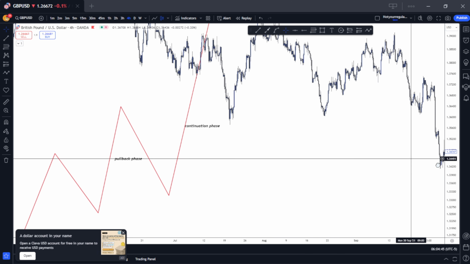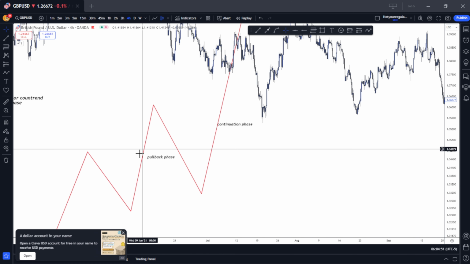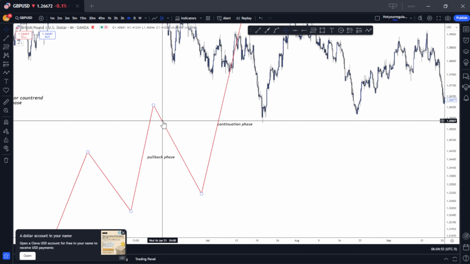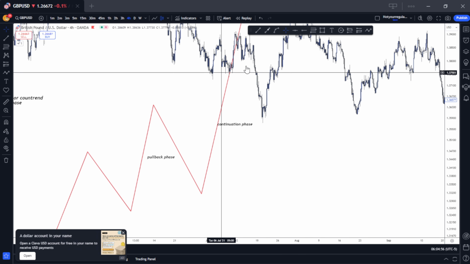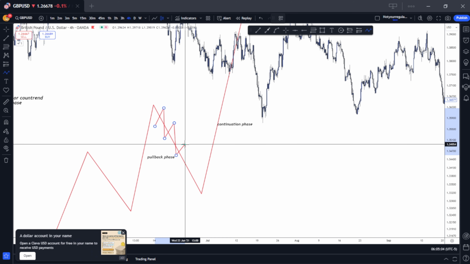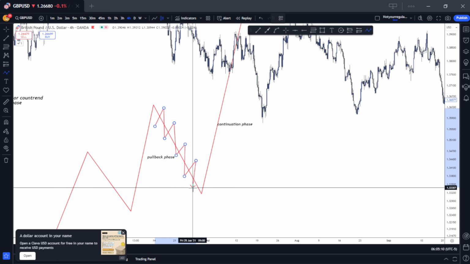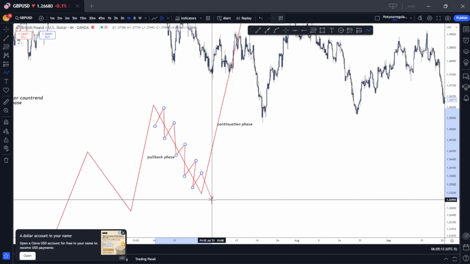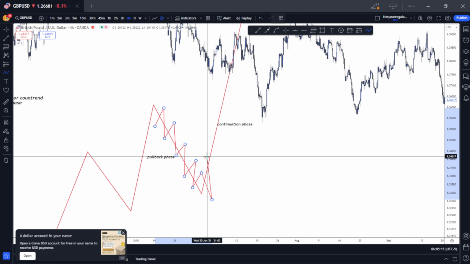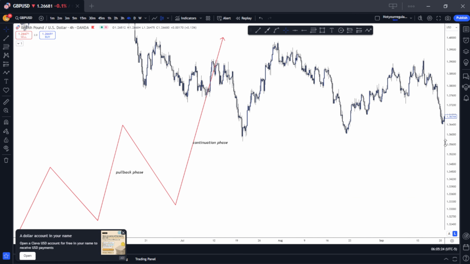Most traders get trapped in the pullback phase. When we're in a bullish market, most traders get trapped because they see the market selling. They fail to understand that those are just internal structures that they are trading, and that they are in the pullback phase. They keep expecting the market to keep selling, meanwhile the market will just reverse and start buying, and they end up losing their trades and their money.